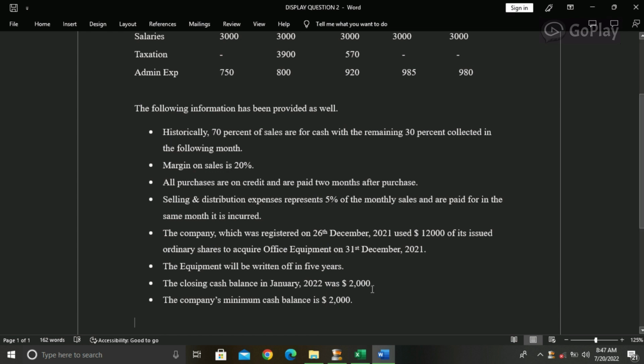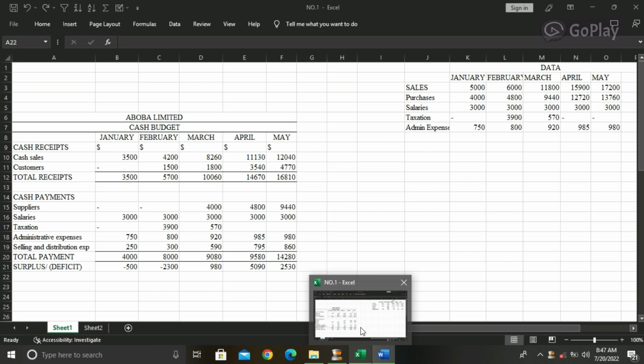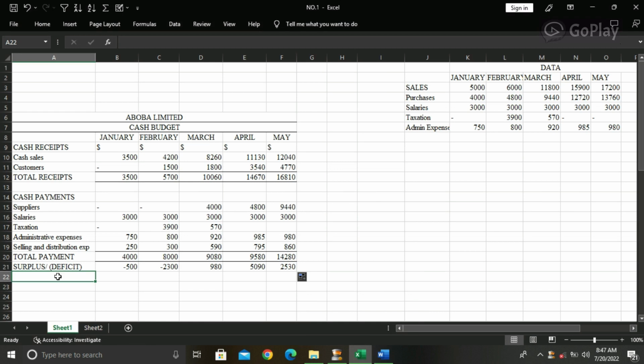So let's go to the question. The closing balance for January is $2,000. So in this row we have our opening cash balance, which we don't know yet. Then here we have our closing cash balance, which is being given in the question as 2,000. Our closing cash balance for January is 2,000. But what is the opening cash balance?